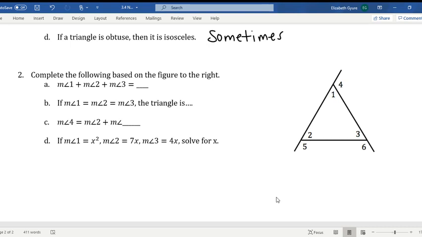Anne-Marie? 180. All right, good. Yep, that one's just our theorem. All three angles are going to have a sum of 180.